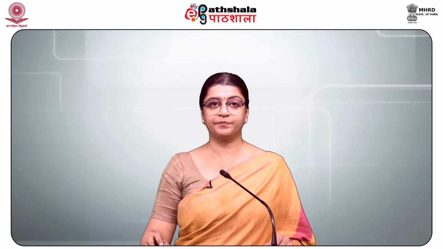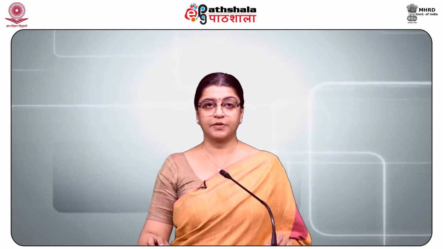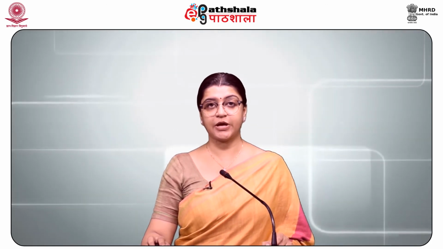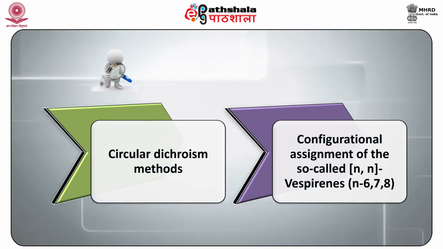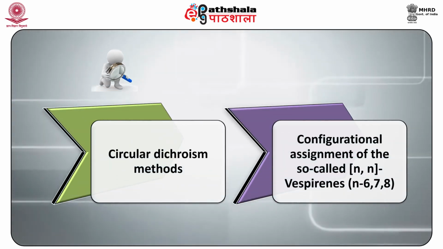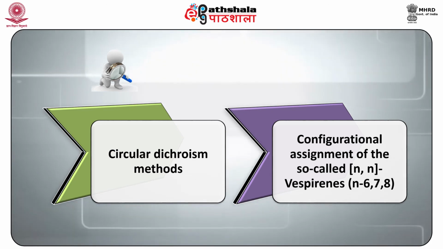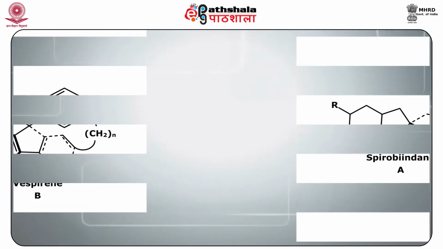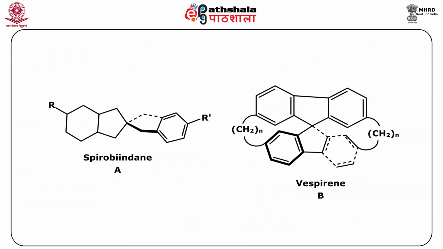Now, there is another method apart from synthesis, an analytical method called circular dichroism. This method has also been used for configurational assignment of the so-called [n]vesperines. Vesperines are shown in this figure. Here the n can be 6, 7 or 8. These are rather complex spiro molecules, and their structure has been established by using circular dichroism.